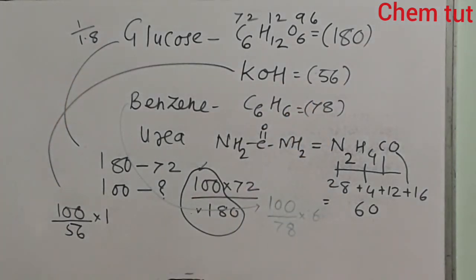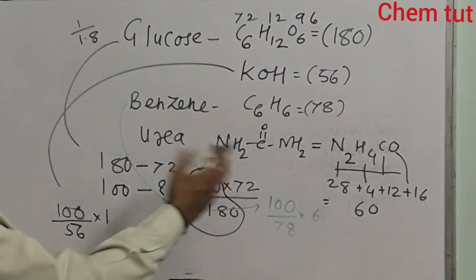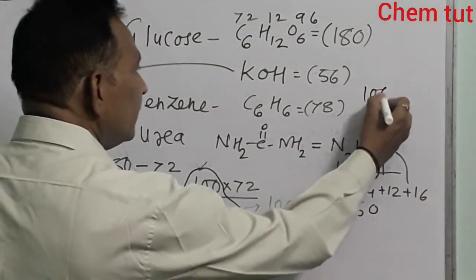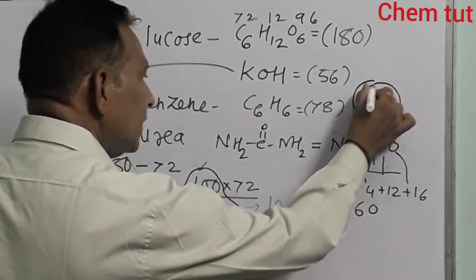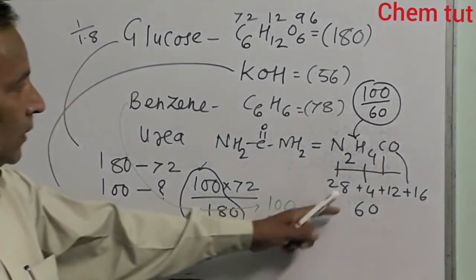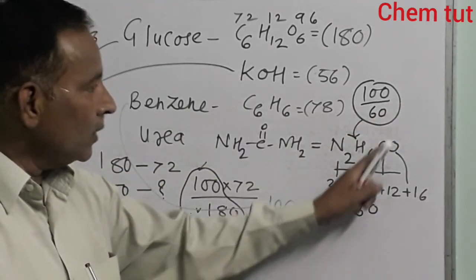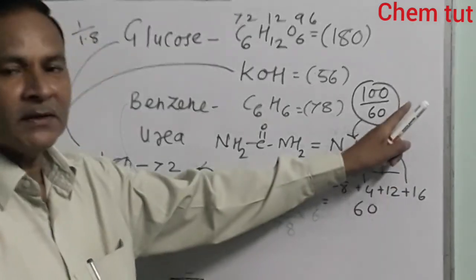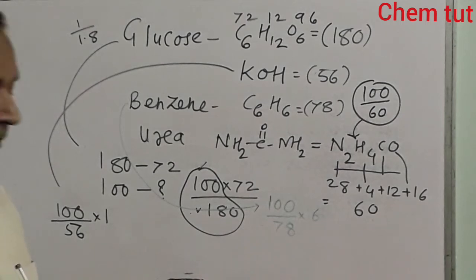Now what is urea? 60. What is the common factor to calculate the percentage of every element in urea? See, here 100 divided by 60, this will be the common factor to calculate the percentage composition of every element in urea. If it is to be of nitrogen, multiply this by 28. For hydrogen, multiply by 4. For carbon, multiply by 12. And for oxygen, multiply by 16. You will get the percentage composition of every element over here.